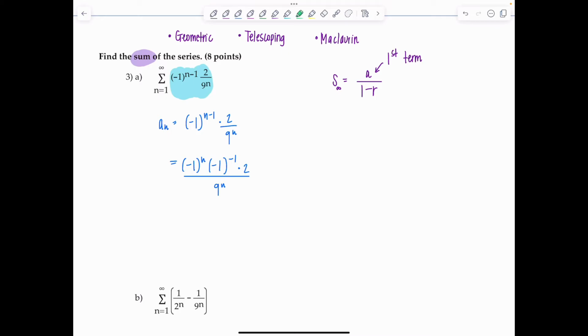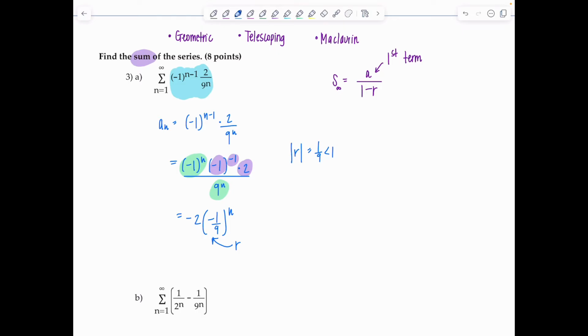What you want to do is group everything together that's being raised to the n. So this is going to be negative 1/9 to the n. And then this other stuff here, negative 1 to the negative first is still negative 1, times 2. So that's negative 2 outside. Isn't that much more clear? That's R. So can I find the sum of this series? Yes, because the absolute value of R is 1/9, which is less than 1.